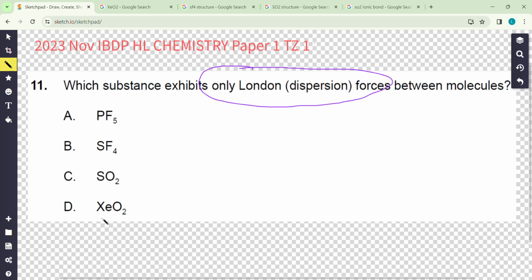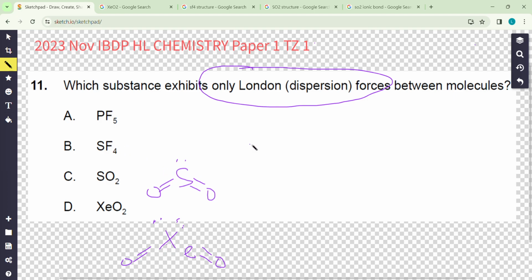So first for the D, okay, it is XeO2. The structure is like this, okay, and it has two lone pairs. So it is a polar molecule, so it has a dipole-dipole interaction. For SO2, it's the same. It has one lone pair here. So it's also a polar molecule.